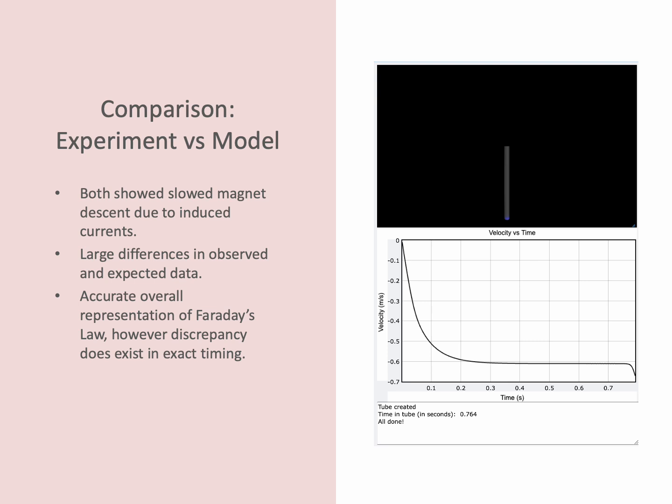These are the results that we got from the computational model. As you can see, we got a time of about 0.764 seconds. And there is quite a discrepancy from the observed time, but again, we'll touch on that. Both still overall showed that the magnet did in fact get slowed down by induced currents. There were again large differences. However, it was accurate overall in representing Faraday's law in saying that the magnet itself would experience a force when dropped through a current carrying element such as the aluminum foil. The degree of which has not been touched on, but it does in fact follow Faraday's law.